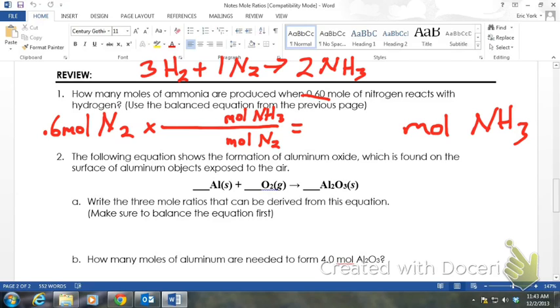Now, where do we get the numbers out front? The coefficients. What number is in front of the NH3? A 2, so we put a 2 here. What number is in front of the N2? 1. Now we can just do the math. What is 0.6 divided by 1? 0.6. What's 0.6 times 2? 1.2. That's our final answer, 1.2 moles of NH3.